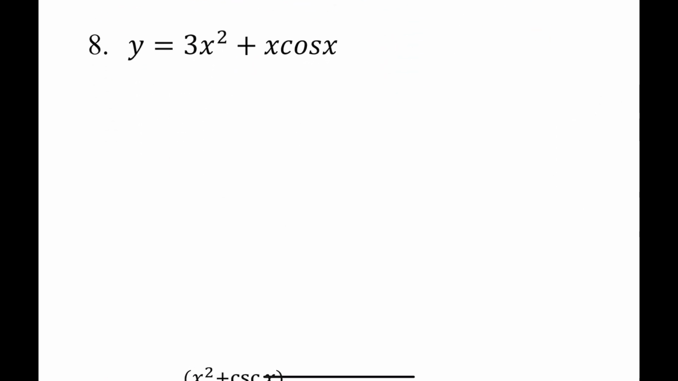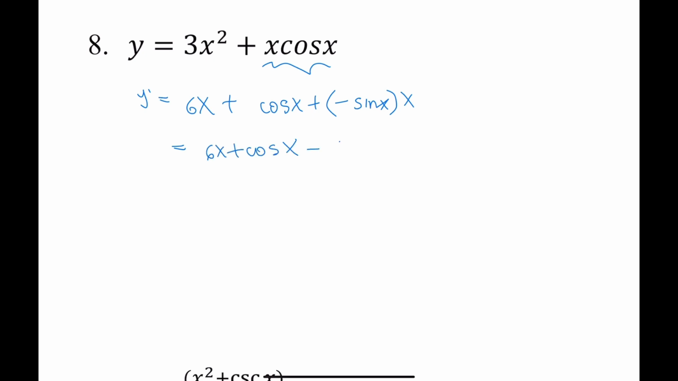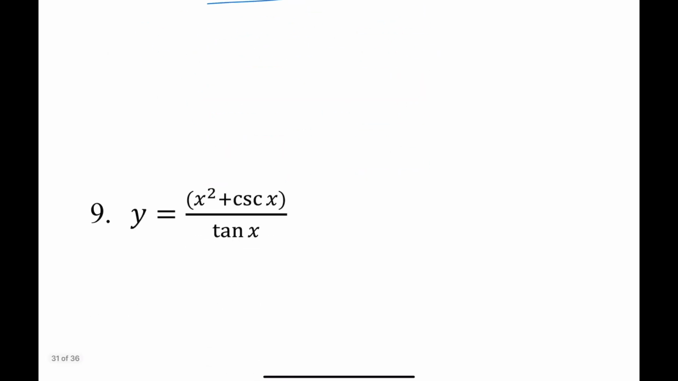Number 8. y equals 3x squared plus x cosine x, so y prime is equal to 6x, right? Plus, and then this we need to use the product rule for, so cosine x plus negative sine x times x, right? So that means 6x plus cosine x minus x sine x. That would be our answer for number 8.